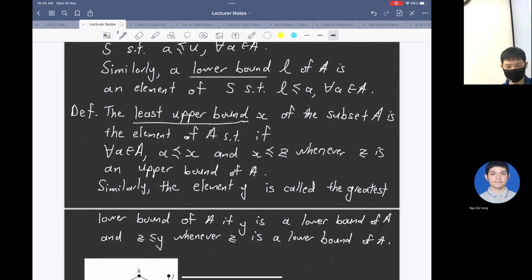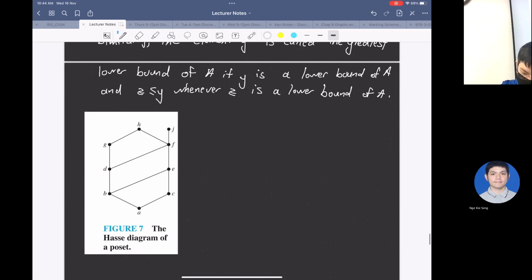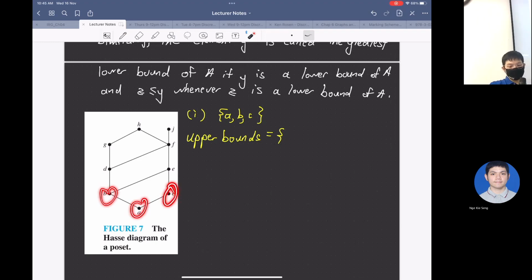Okay, so let's look at an example. We have another poset here. Let's look at the subset A, B, C. The question is, what are the upper bounds? What are the elements that are greater than or equal to A, B, and C? What do you think? So you got E. What else do you have?